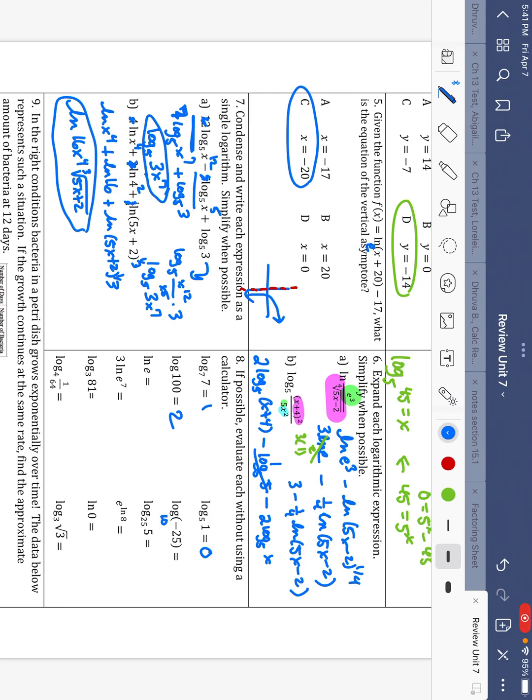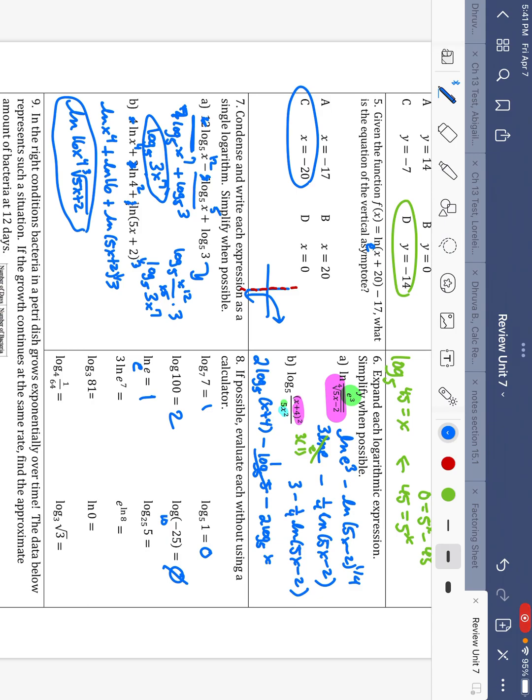Remember, this is log base 10. 10 to what power makes negative 25? Well, nothing's going to make a negative. You can't do the log of a negative, so that is impossible. All right, remember over here, ln e. So ln is log base e. So you're thinking to yourself, e to what power makes e again? And so that would be e to the 1st.